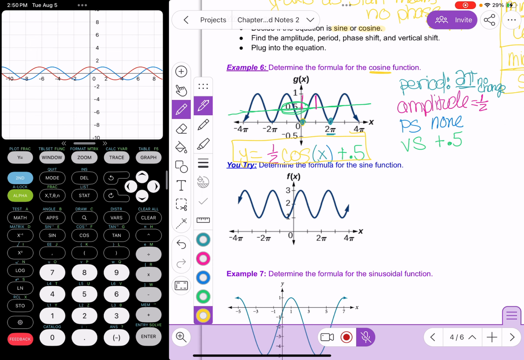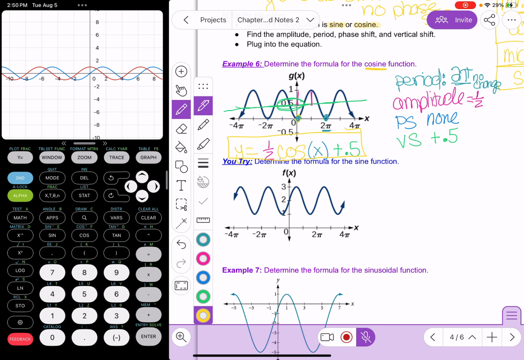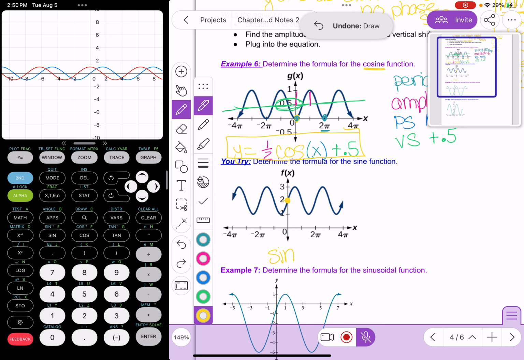I'm going to do another one. I'm going to do 3 and then have you do 1. So this one, we're going to start right here on the y-axis, which puts us in the middle of the function. So that tells us sine because it's in the middle. Like that yellow dot is in the middle instead of the max or min. That tells us sine.